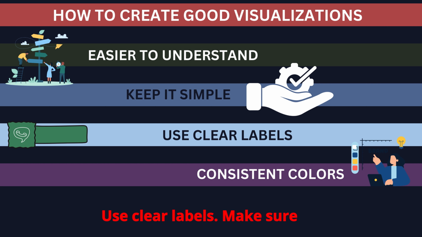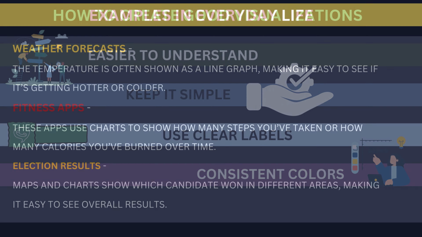Use clear labels. Make sure everything is clearly labeled. Axis titles, legends, and data points should be easy to read. Then comes consistent colors. Use colors consistently to avoid confusion. If you use blue for sales in one chart, use blue for sales in all charts.